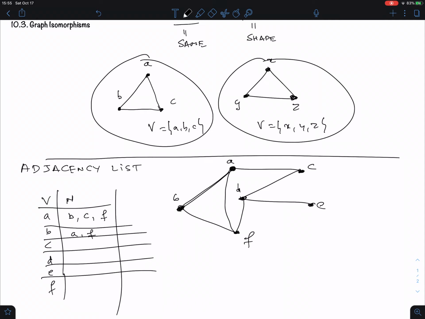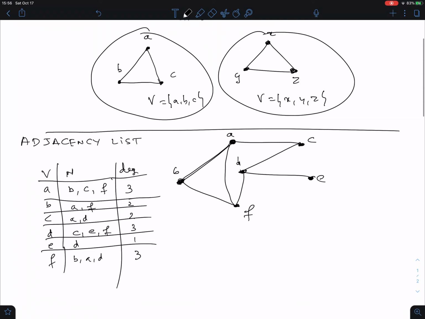C connects to A and D. D connects to C, E, and F; D cannot connect to D because it's a simple graph. E only connects to D, and F connects to B, A, D. Immediately, we can calculate the degrees, which is just the number of elements in each neighborhood set: 3, 2, 2, 3, 1, 3.